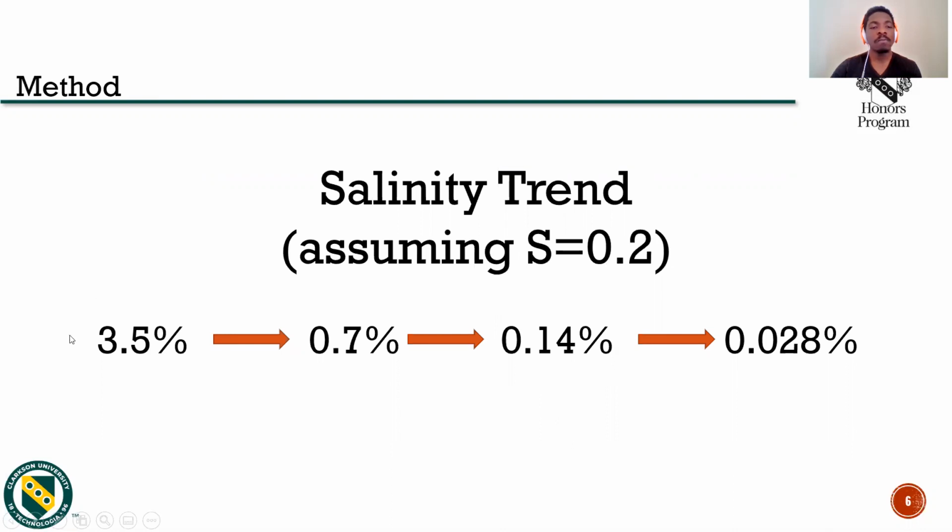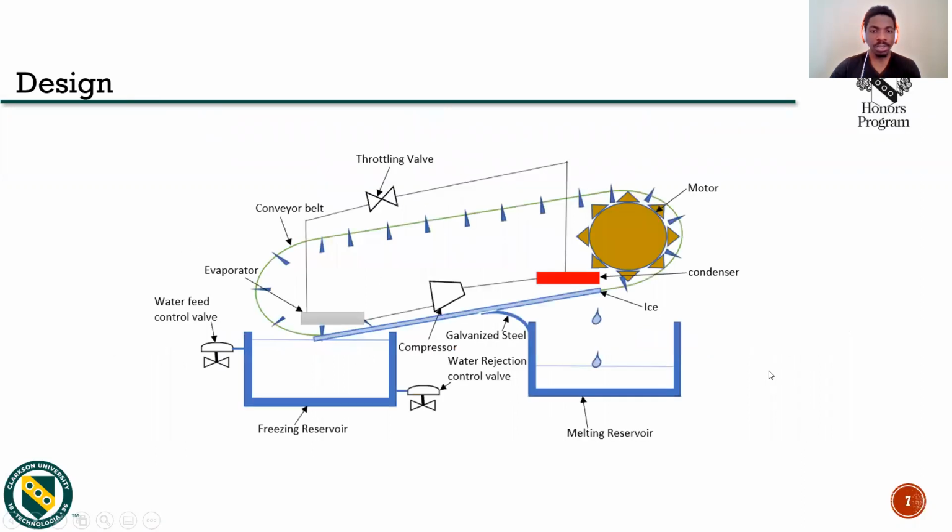If you want to go from 3.5% salinity, which is the average salinity of water from our ocean, to drinking standard, anything lower than 0.05%, assuming a segregation coefficient of 0.2, will require 3 cycles. I studied the freezing reservoir because there's a lot going on. When you put water in and freeze it, as the ice is formed there will be ejection of salt, which makes the water in the reservoir more and more saline.